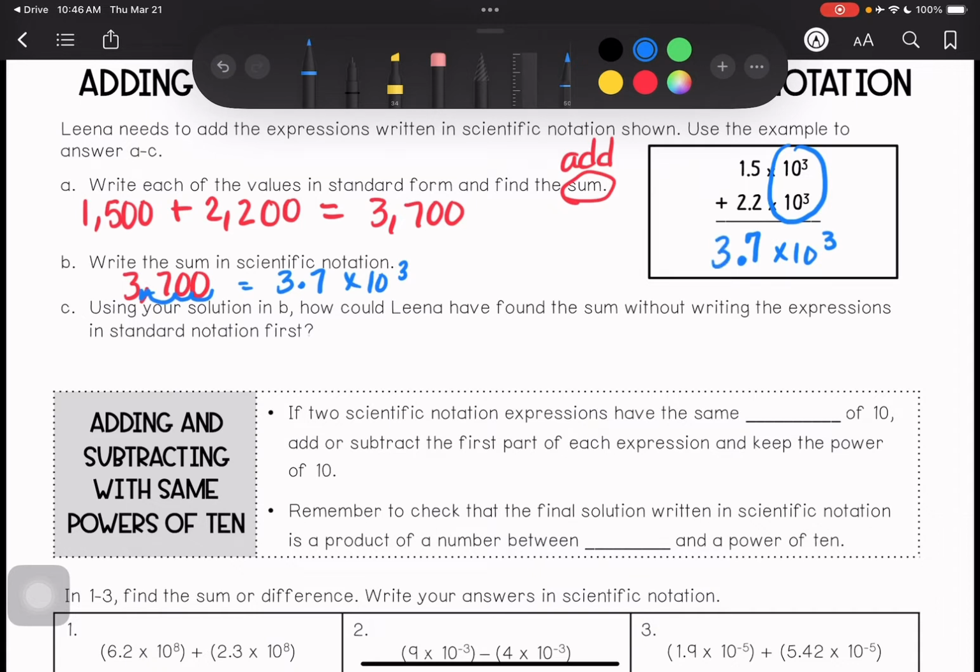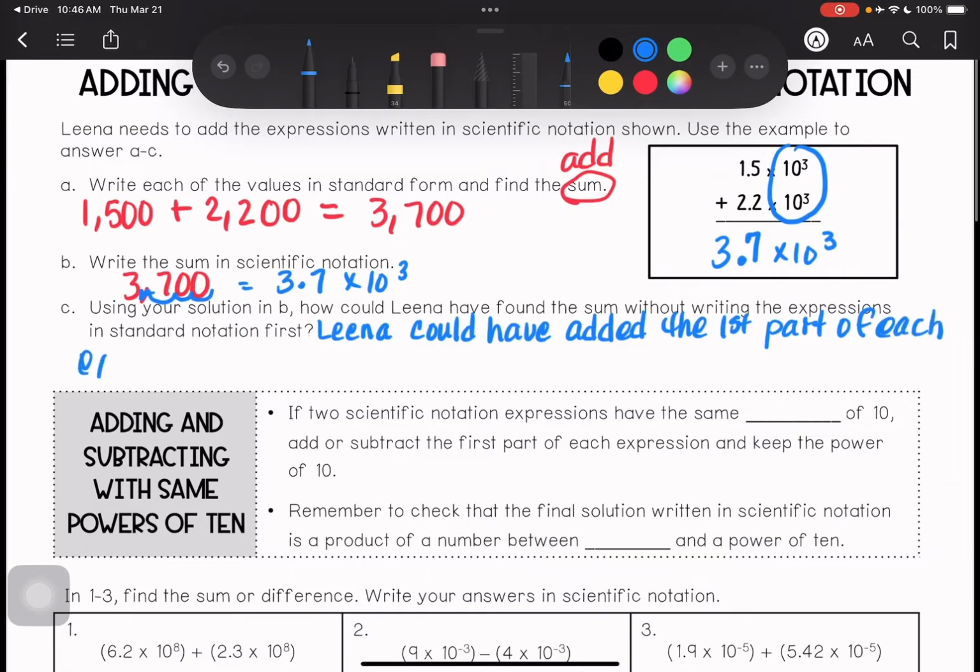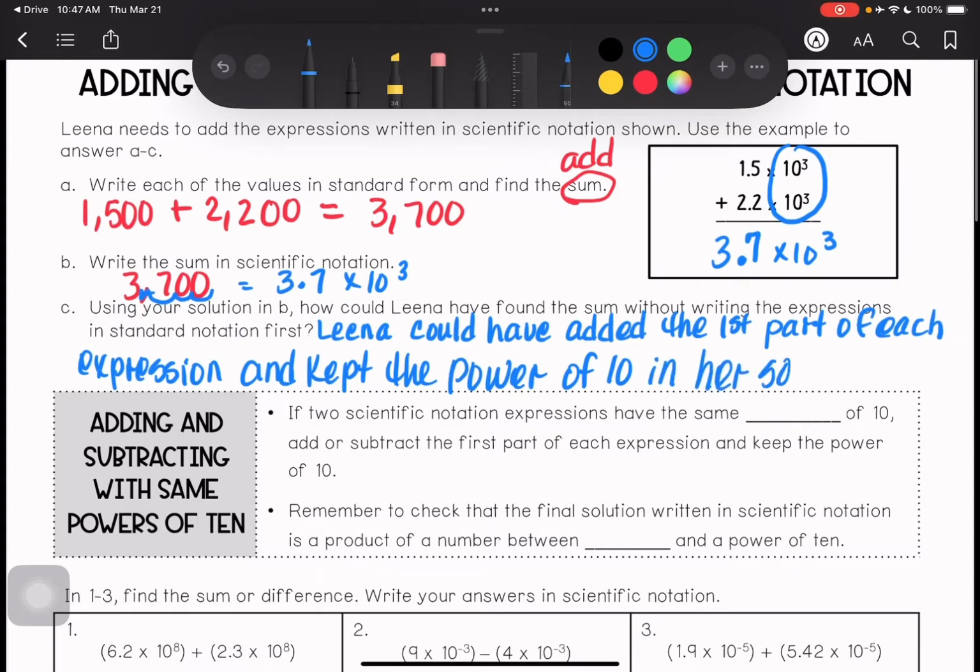Okay? So Lena, what she could have done, she could have added the first part of each expression and kept the power of 10 in her solution the same.